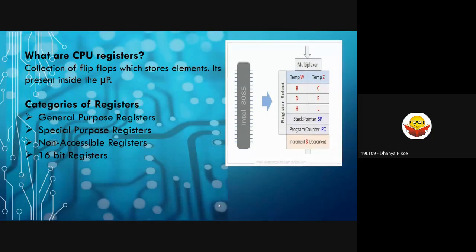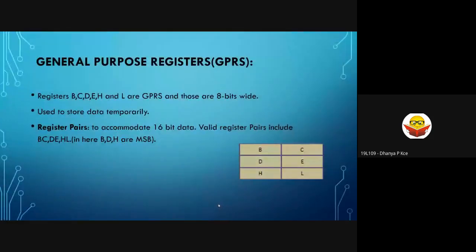Categories. First one, general purpose registers. Registers B, C, D, E, H, and L are GPRs. GPRs is abbreviated as general purpose registers, and those are 8 bits. Usually the registers are 8 bits wide, and some special purpose registers, that is, register pairs, the stack pointer and the program counter, are 16 bits. The remaining registers are used to store 8 bits of data, and they are used to store data temporarily.